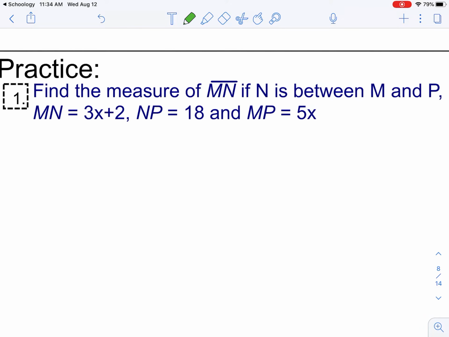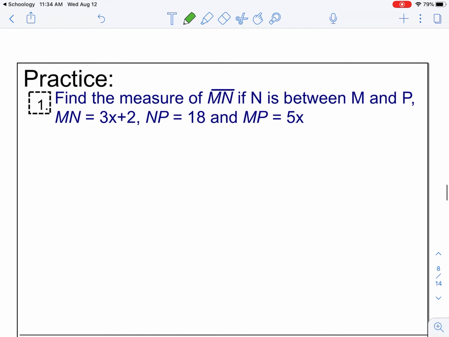Okay, so now we have additional practice here where the picture's not drawn for you. So this one says, find the measure of segment MN if N is between M and P, and then I give you a bunch of measurements, okay? So the first thing that you have to know is that N is between M and P. When you see that, you need to know what to do, okay?